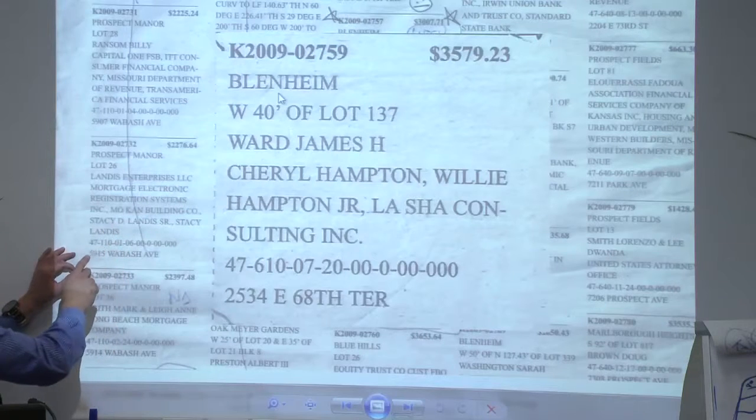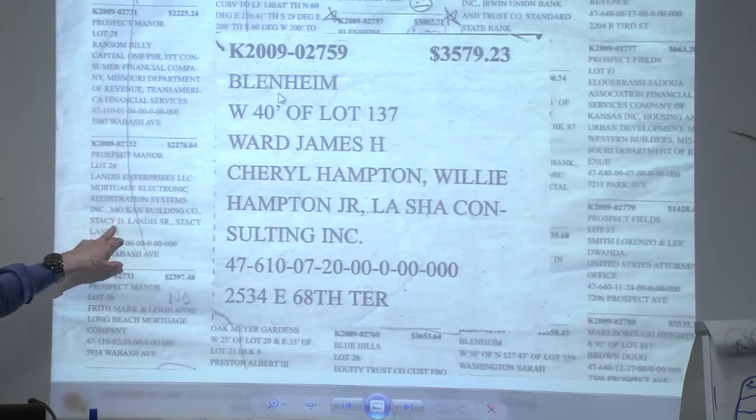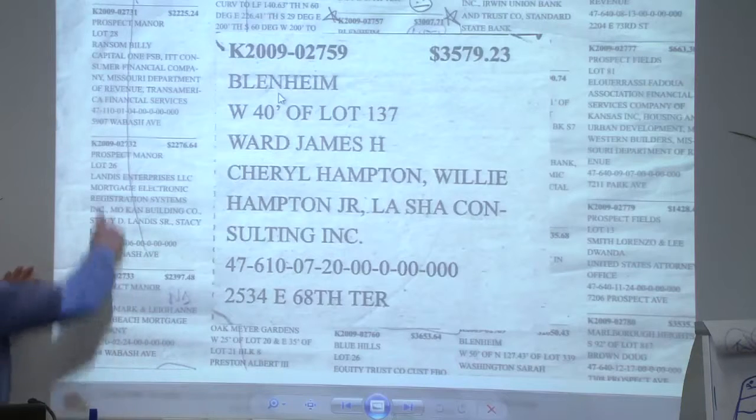Can you see this? Not really. Yeah, okay. And this is somebody else who has an interest in the property. It looks like this is this guy's company. Landis Enterprises has another one. Stacy, this is the person's name. Stacy Landis is the owner of this company.